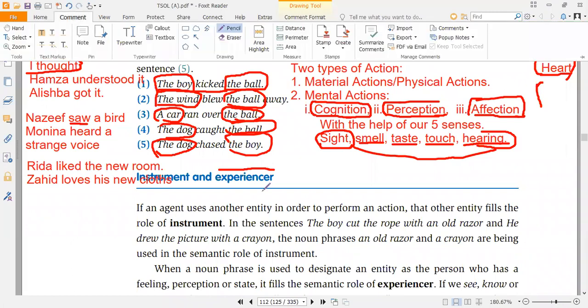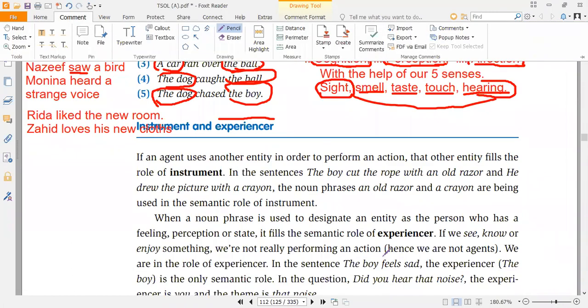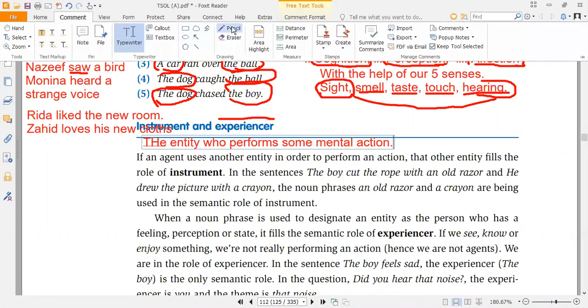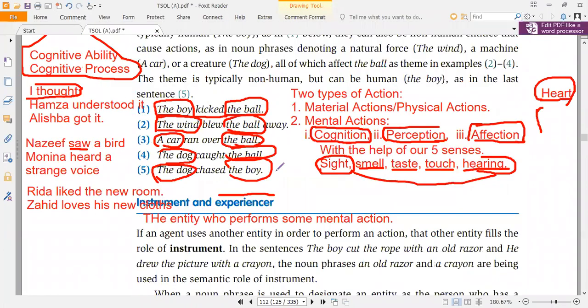Experiencer is actually an entity who performs some mental action. Let me write here. Experiencer is the entity who performs some mental action, right? And what's the difference between mental and physical action?